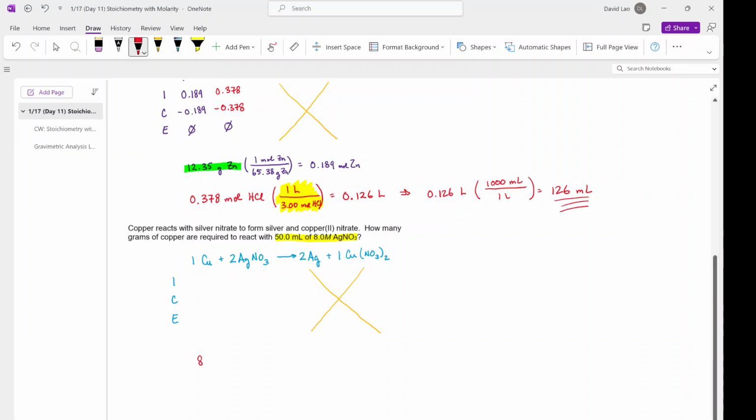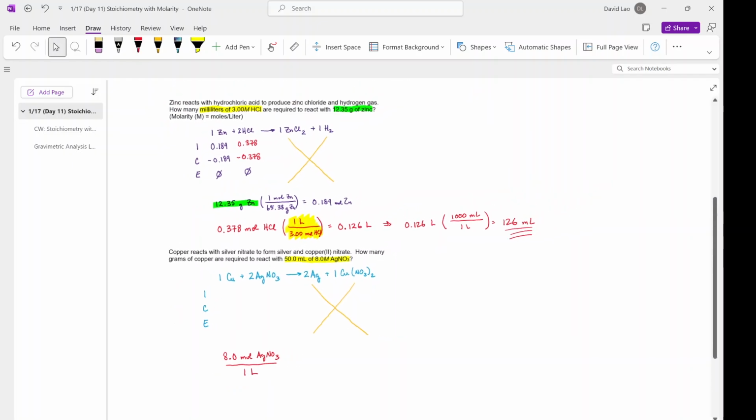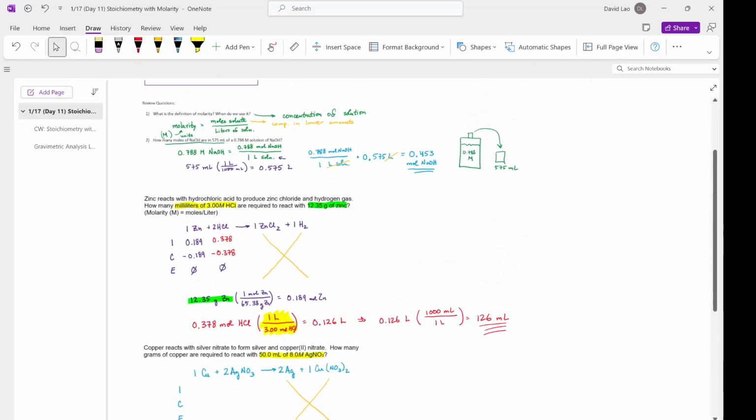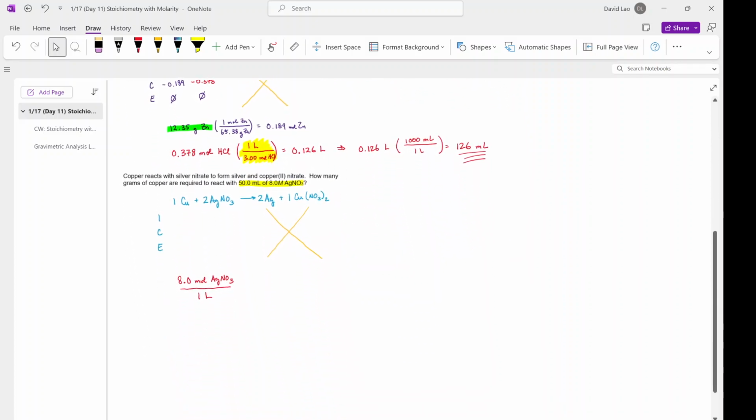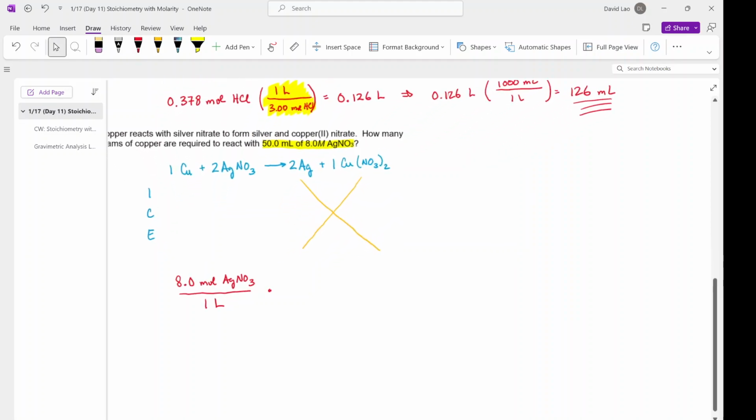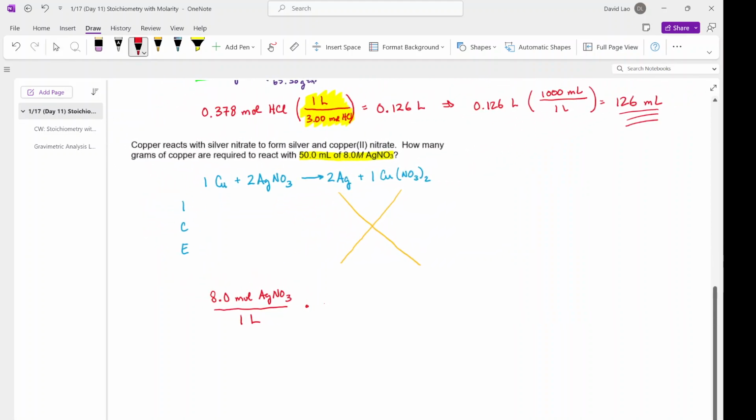So we have 8.0 moles of silver nitrate per every 1 liter of solution. If we multiply this by a volume, we can convert to moles. You might recall that we did something like that up here in this problem. Hopefully by now you're comfortable with converting between milliliters and liters. So I'm just going to do that without showing my work. Apologize if you need to see it, but you just basically divide by 1,000.